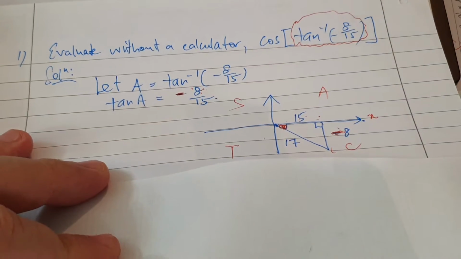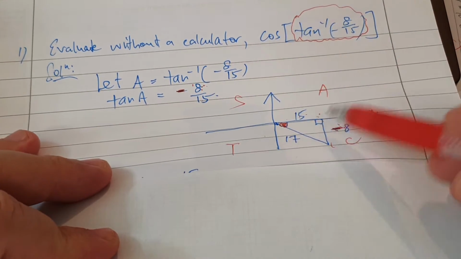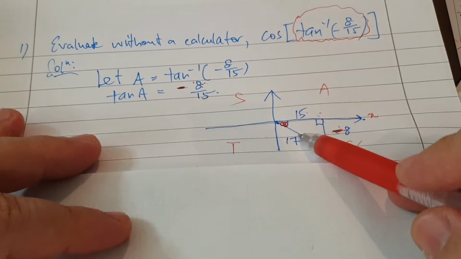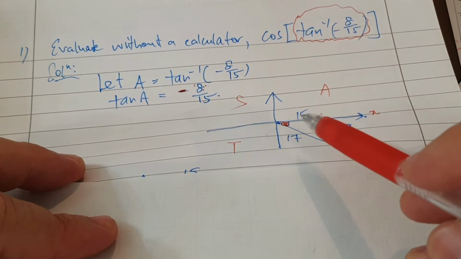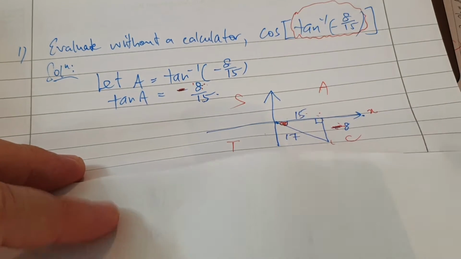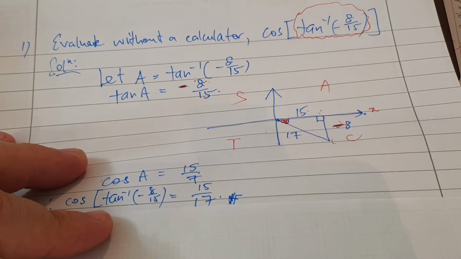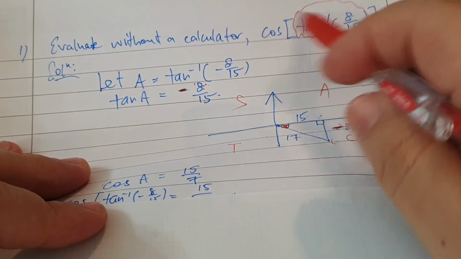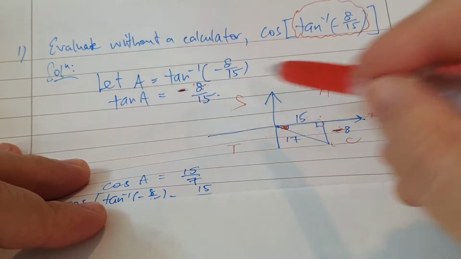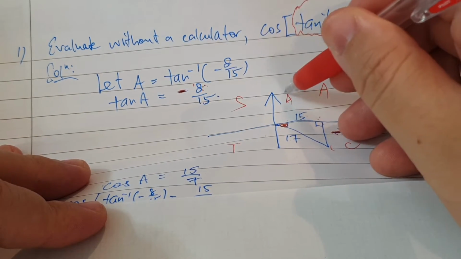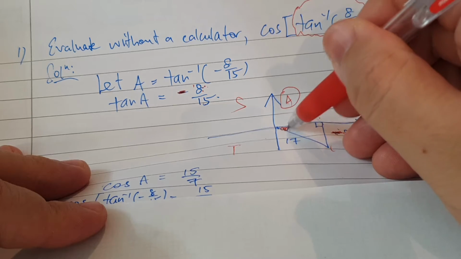Now after you've gotten this diagram, you can use Pythagoras theorem. No need to show working, just press calculator, you can get 17. This kind of trivial thing, no need to show working. Then they want cosine of this, right? But isn't this your A? And isn't your A this so-called A? This angle A is this one.